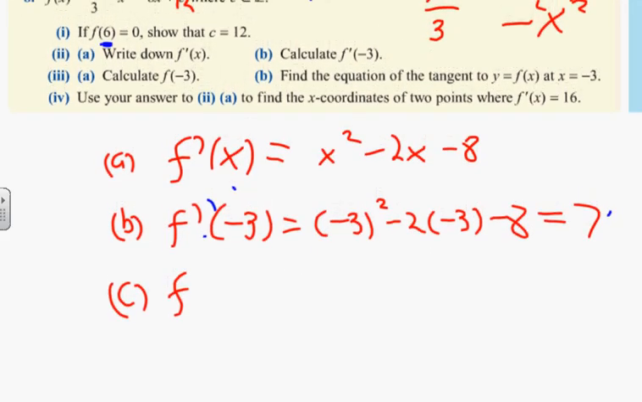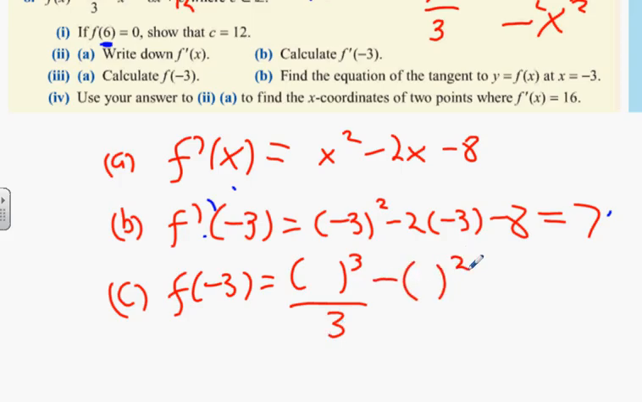Okay, so what's the formula again? It's going to be minus 3 cubed. Oh, sorry, I'll leave it as blank for a minute to make this abundantly obvious. Something cubed over 3, minus something squared, minus 8 times something, plus c. Plus 12, yeah? Because c is 12.